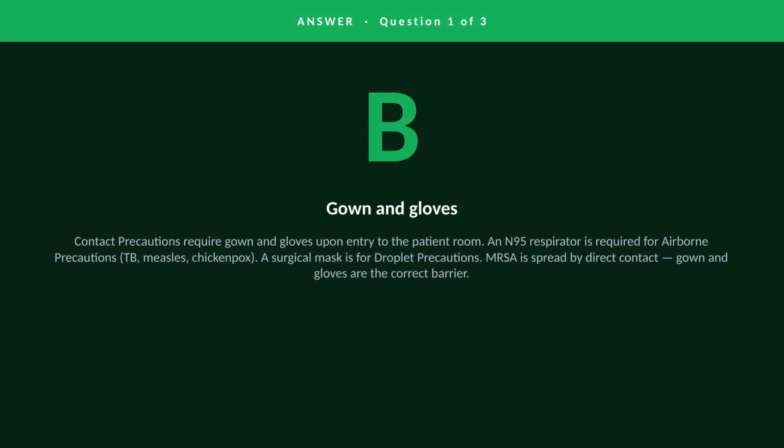The answer is B, gown and gloves. Contact precautions require a gown and gloves upon entry to the room of any patient colonized or infected with an organism spread by direct contact: MRSA, C. difficile, VRE, scabies, wound infections. An N95 respirator is required for airborne precautions, tuberculosis, measles, chickenpox, not contact. A surgical mask is for droplet precautions. MRSA spreads by direct contact. Gown and gloves are the correct barrier.